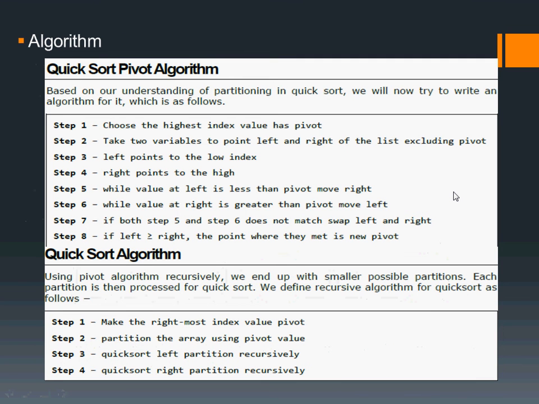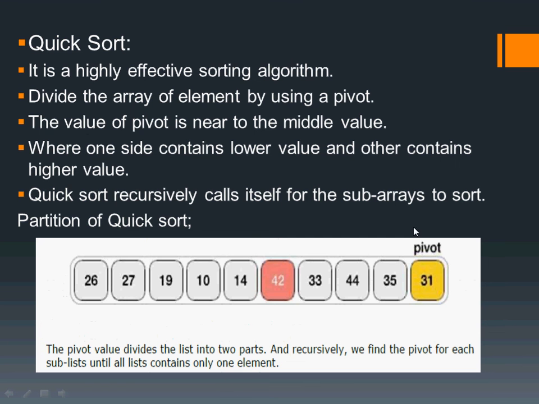Make the rightmost value the pivot, partition the array using the pivot value, quick sort the left portion recursively, quick sort the right portion recursively. So the same steps will be followed, that is finding a pivot. Higher values will be on the right side and lower values on the left side. It keeps on going till we get the sorted elements. Okay.